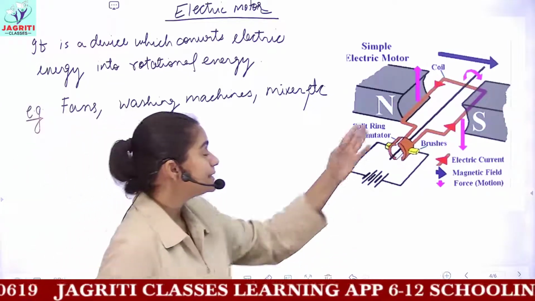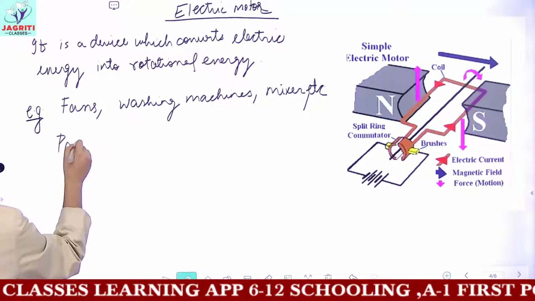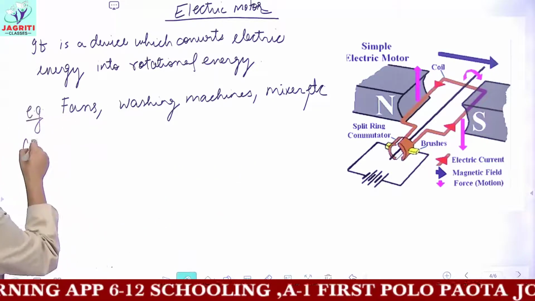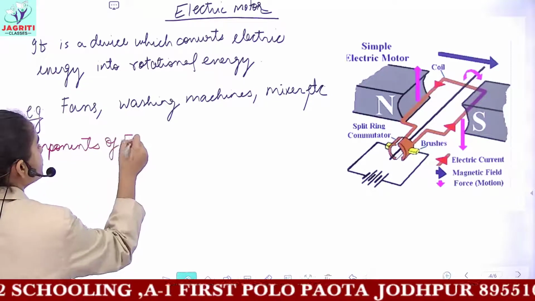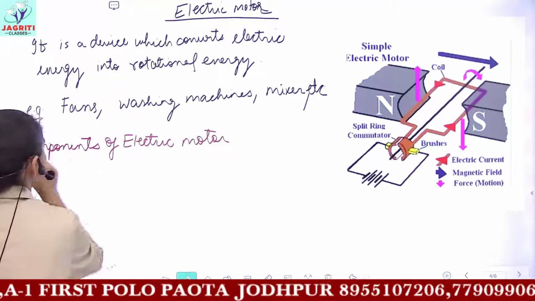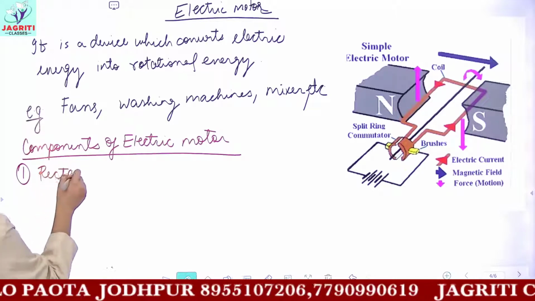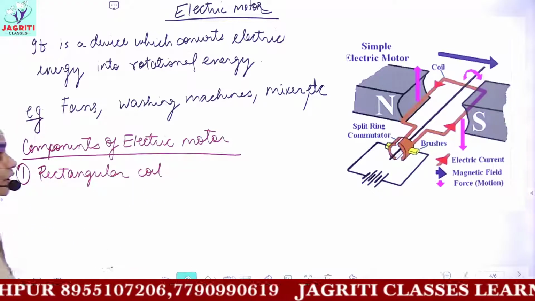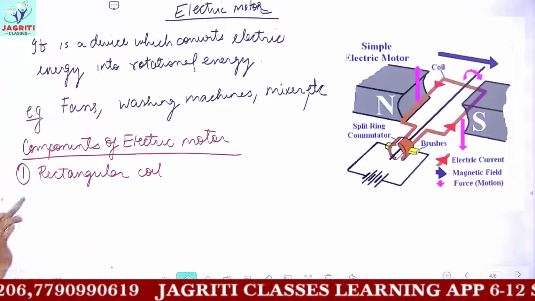Okay, so this is a diagram of an electric motor. In the electric motor you have different parts. So let's first write the components of a simple electric motor. Firstly, you have a rectangular coil present inside an electric motor. This red coil is generally rectangular in shape.